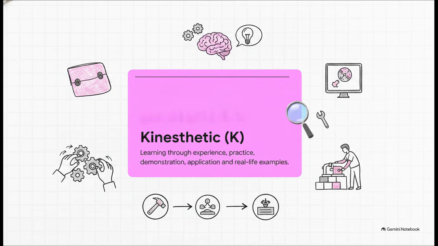And finally, we hit K for kinesthetic. This is your classic hands-on learner. They have a strong preference for practical application. It means they learn by physically experiencing or demonstrating the concept themselves. They need the practice, the real-life examples. They want to get in there, get their hands dirty, and actually do the activity to truly understand it.